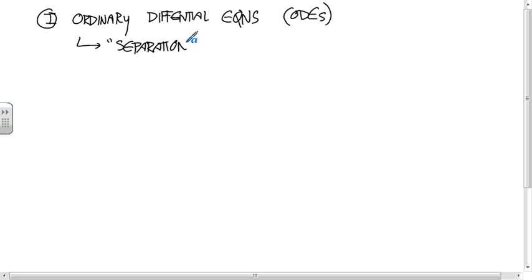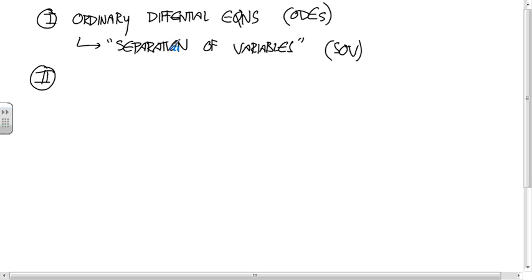So I'm going to first talk generally about ordinary differential equations. Then I'm going to talk about how to solve certain ones using separation of variables, and I'm going to abbreviate this SOV. The next topic, and by the way, this first one is going to be by far the longest of all of these, because this is a complicated topic, differential equations.